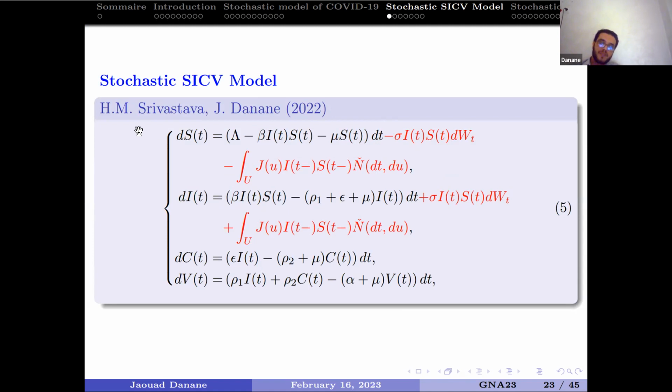This paper was published in 2022 in the journal Applied Sciences, MDPI, in collaboration with Professor Srivastava, who is an editor of the Journal of Chaos, and is at a university in Canada. It's a nice result obtained in this paper.